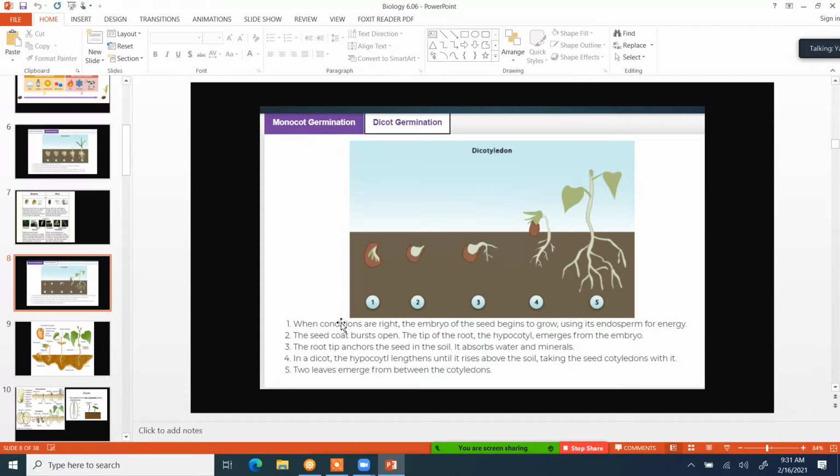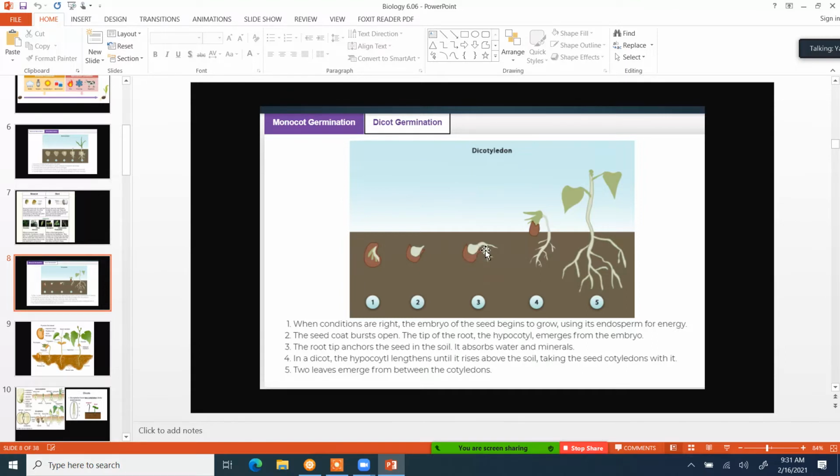So let's go through it again. One, when conditions are right, the seed is sensing its surroundings. This is the right time. If it's the right time, it starts to grow, right? Number two, the tip of the roots start to come out and they start to grow, right? So the roots start to grow and they anchor the plant.